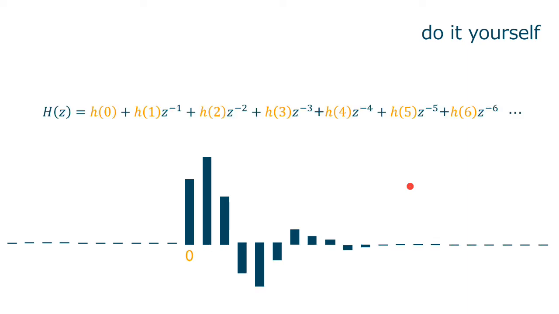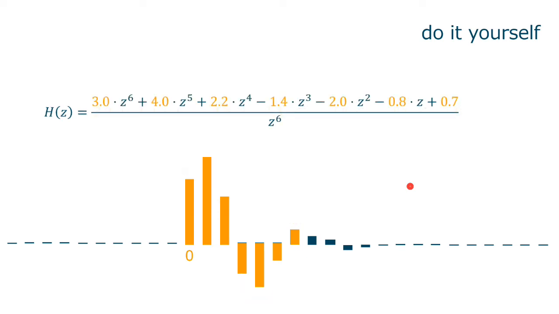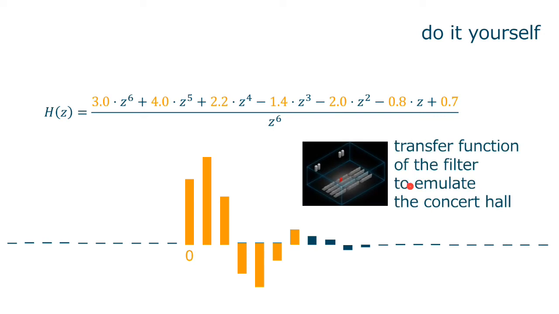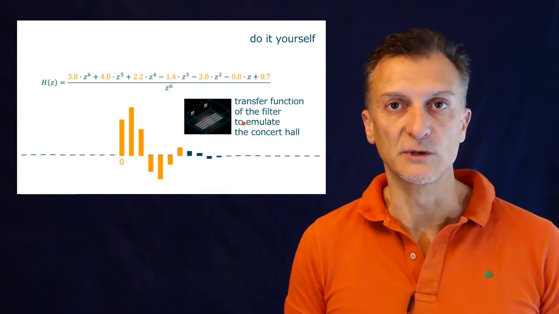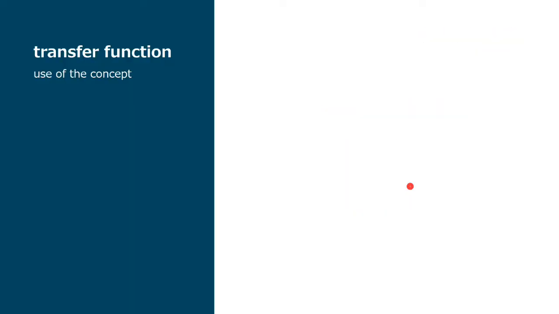From these samples, you can immediately derive the transfer function of the filter to emulate the concert hall. So you would get, for instance, the first 7 samples, and from these 7 samples, you would check the value, and from the value, you would replace on the proper places. And this is the transfer function of the filter. So this filter would emulate the concert hall. If you pass your MP3 file through this filter, it would feel like you were in this concert hall. Pretty cool, isn't it?